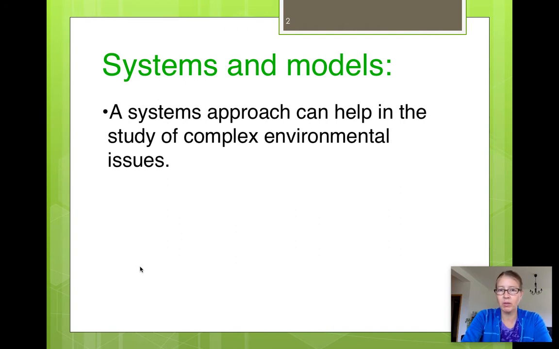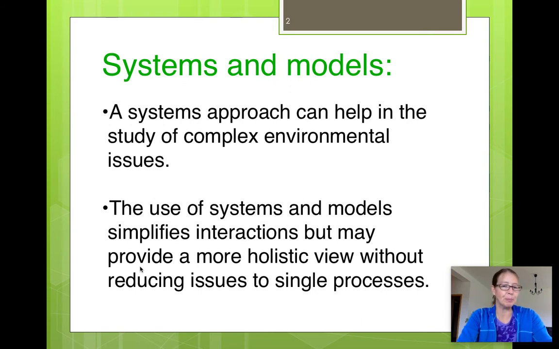So the reason why we use a systems approach is because it can help us study really complex environmental issues. The issue of global warming isn't just burning fossil fuel. There's a whole bunch of other things interacting with it, and looking at it as a whole will give us a better picture of what's actually happening. These systems help us model things in the end to figure out what to do.